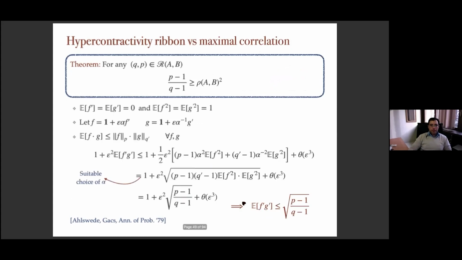Okay, now I have this theorem. If I think of this hypercontractivity inequality, which translates to this inequality here, and consider it for functions f and g which are almost constant functions, then I discover the maximal correlation.